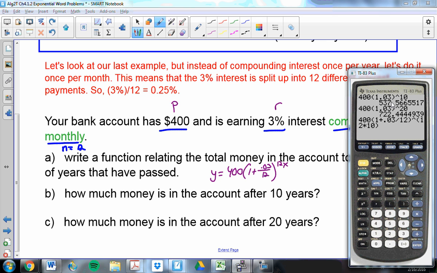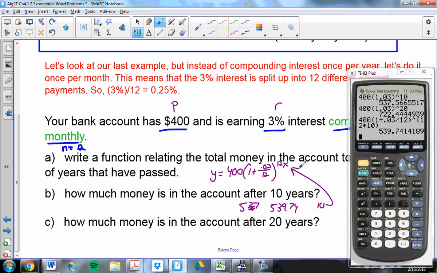Last time I got 537. This time we got 539. So it made us a little more than $2 extra, which isn't a ton, but if you can make $2 for not doing anything, you might as well. So this came out to 539.74. We just plugged a 10 in for x.